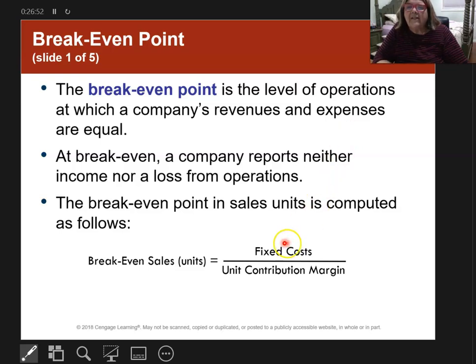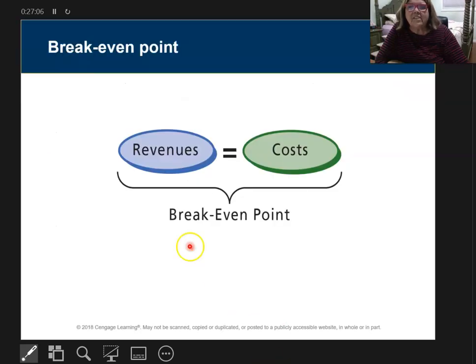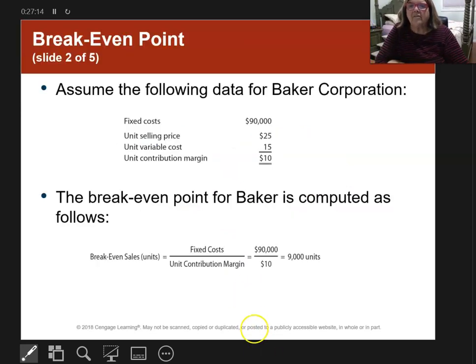So the break even point in sales units, this is my formula, you need to have this down, is fixed costs divided by unit CM. Fixed costs divided by unit CM. So here's an example. When my revenues equal my cost, that's break even. Break even is always 0. Okay, so here we go.